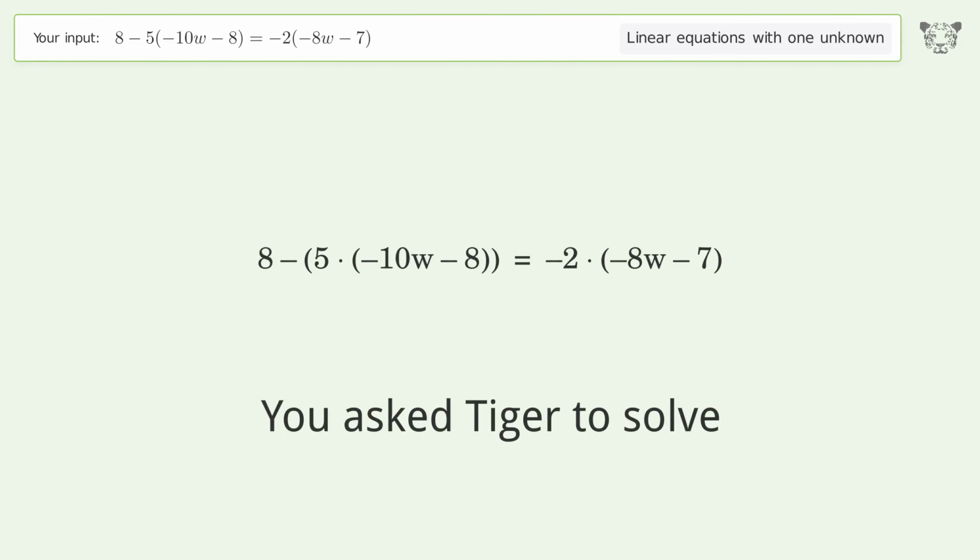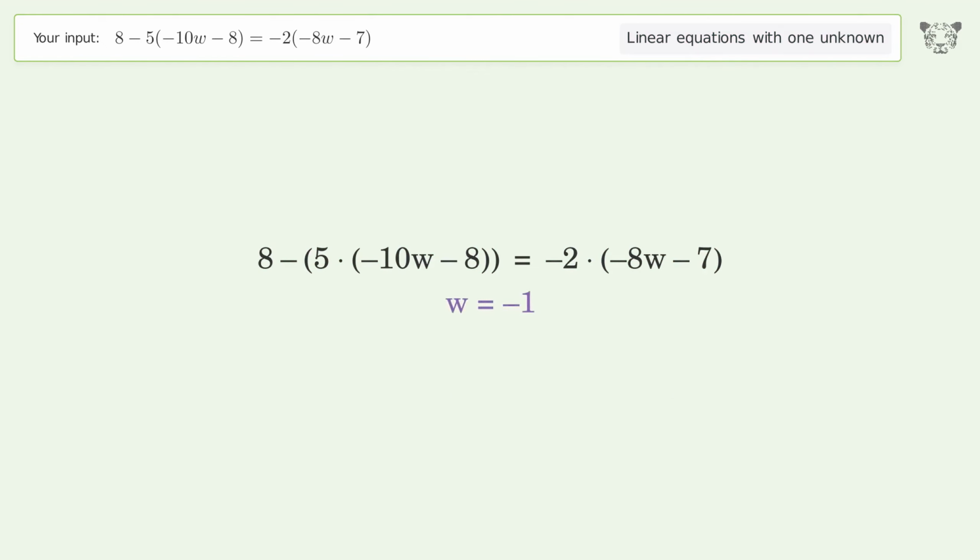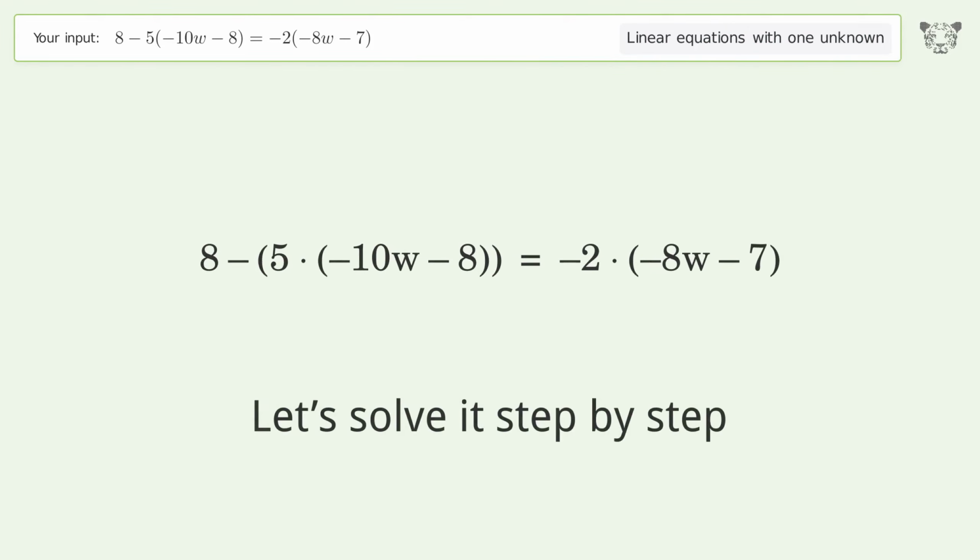You ask Tiger to solve this. It deals with linear equations with one unknown. The final result is w equals -1. Let's solve it step by step.